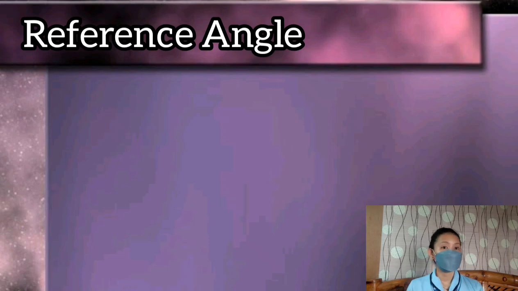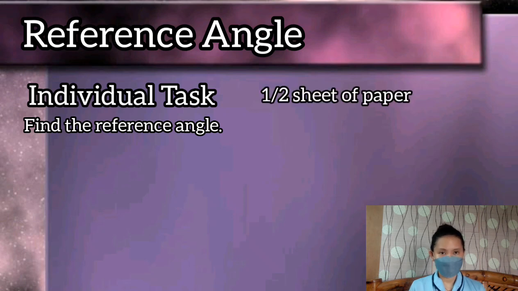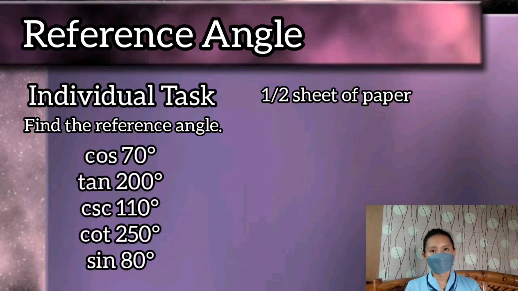And now it is the individual's chance to answer the following. Write it in one half sheet of paper. Answer the following: cosine 70 degrees, tangent 200 degrees, cosecant 110 degrees, cotangent 250 degrees, and sine 80 degrees. So find the reference angles for those functions. And after you're done, please pass your papers.